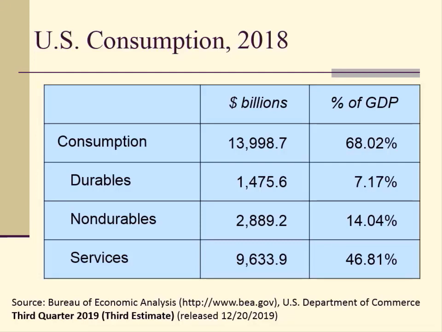And non-durables were 14.04% of GDP, which is equal to approximately $2.8892 trillion. And services, 46.81%, which was approximately $9.6339 trillion, respectively. And as you can see, US consumption is roughly 2/3 of US GDP, and among them, the services category counts most, which is approximately a little less than half of US GDP.